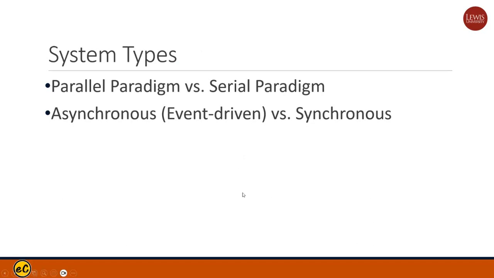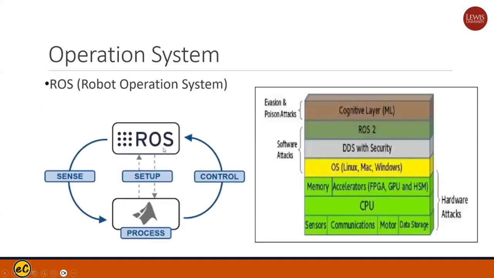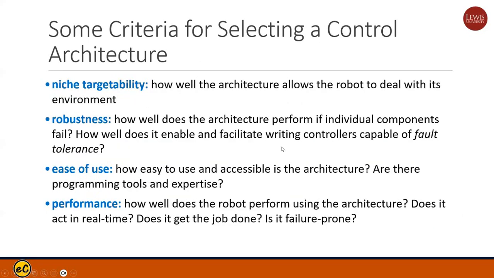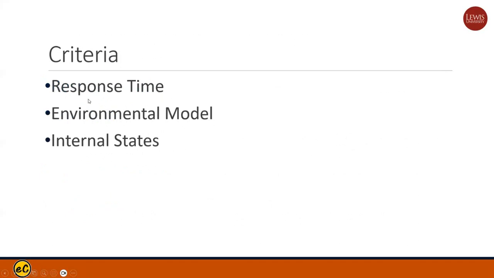Regarding system type, you have the parallel paradigm and the serial paradigm, and another system is event-driven and synchronous, where you have a clock-based system. And you may have an operating system if you choose to use a microprocessor. This is the Robotic Operating System; you can search the internet for this, ROS. And there are several criteria, which I don't go over. Criteria are usually response time, environmental model, and internal state.